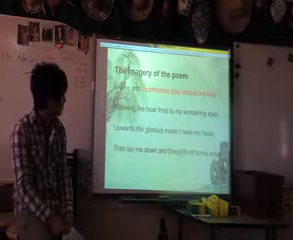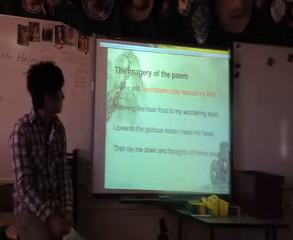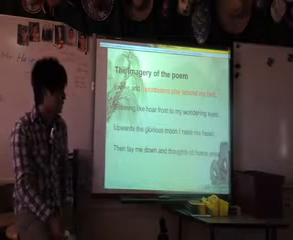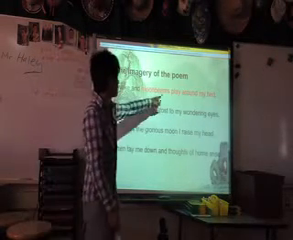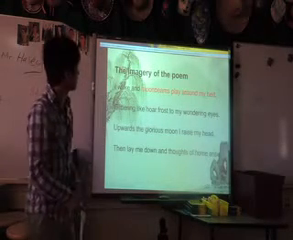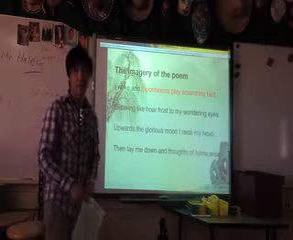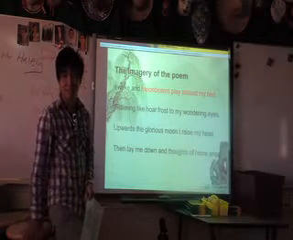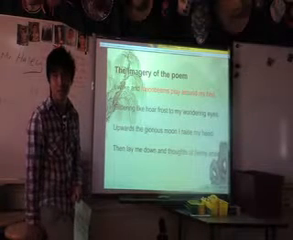The imagery of the poem. As I highlighted, when we read this we can see the moon, we can see the moonlight in your mind. Does it work the same way in Chinese? Yeah.